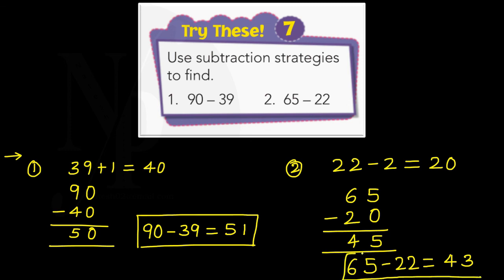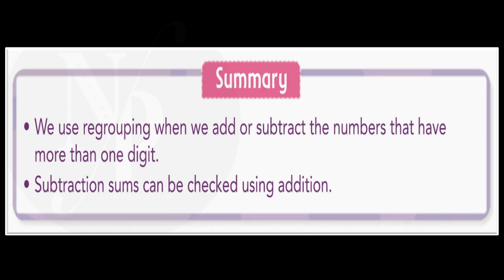ಈ ರೀತಿ ಮಾಡಬಹುದು. Anyhow, in this problem, the straightforward direct subtraction will be simpler because regrouping is not involved here. 5 minus 2 is 3 and 6 minus 2 is 4. You get 43 directly. But in the question we are asked to use strategies, so we have done it like this in this exercise.